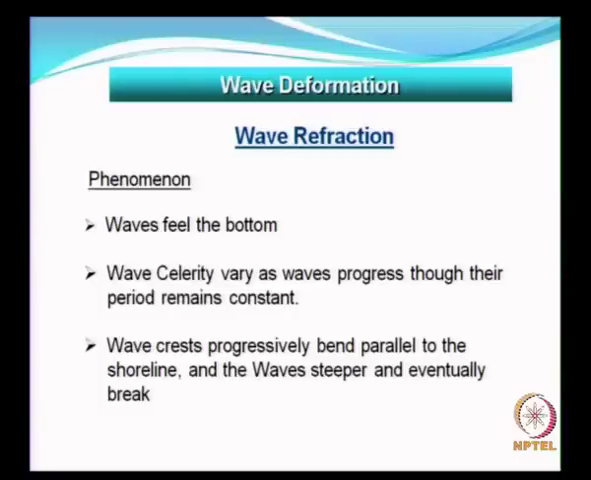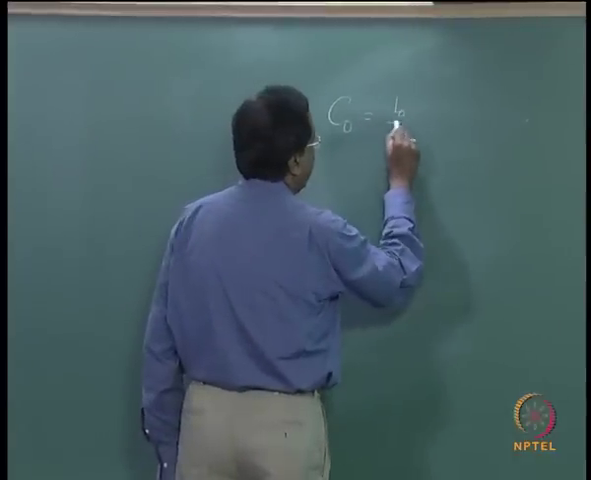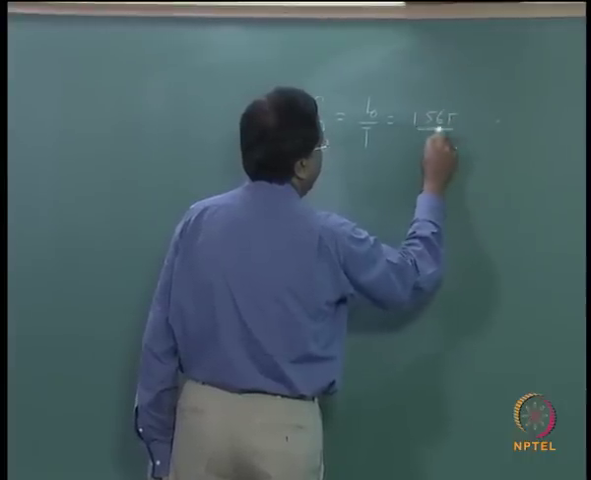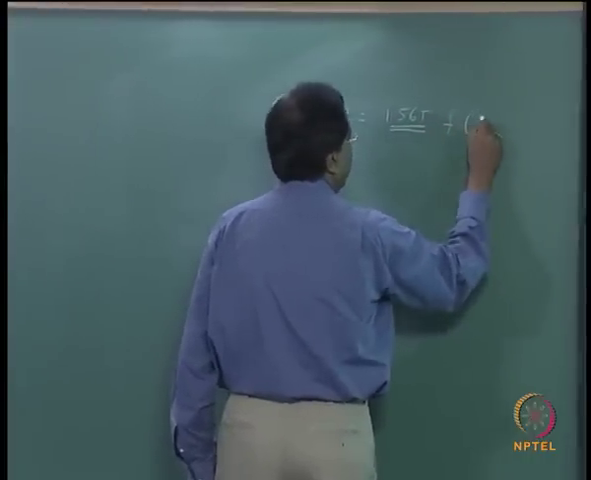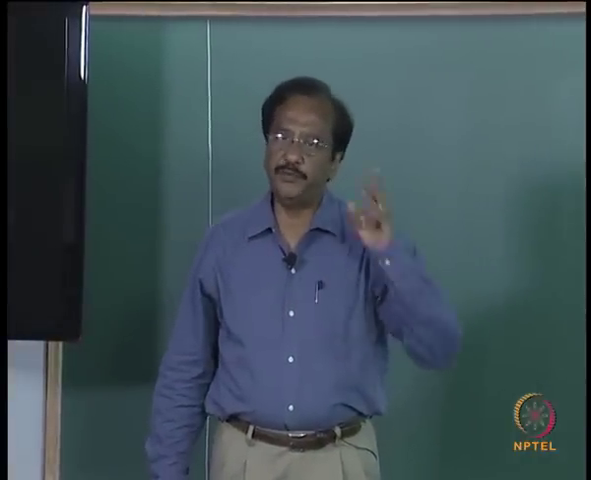Wave crests progressively bend parallel to the shoreline and the waves steepen and eventually break. This is the phenomenon which I am trying to explain. So, try to recollect, deep water celerity is L naught by T, which is just 1.56 into T, only a function of wave period.